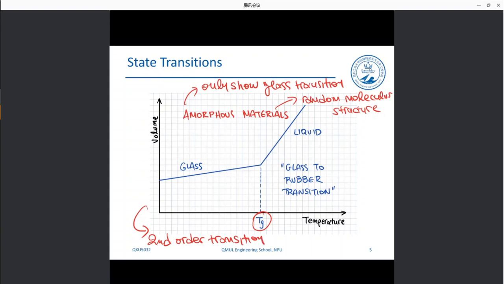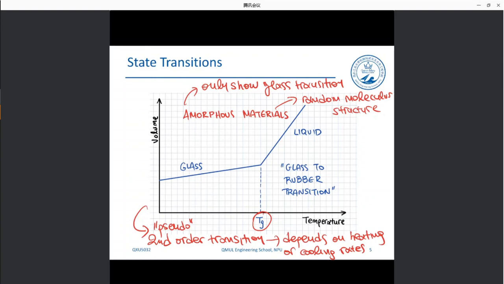We said the glass transition is actually a pseudo second order transition because it depends on the heating or cooling rates. Okay, so the value that we get for the glass transition, that is the glass to rubber transition, depends on the heating and cooling rates we apply experimentally. Pseudo, depends on heating or cooling.